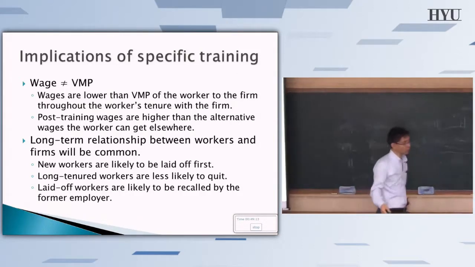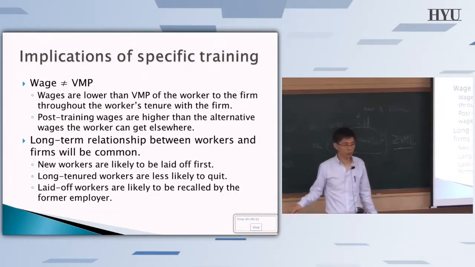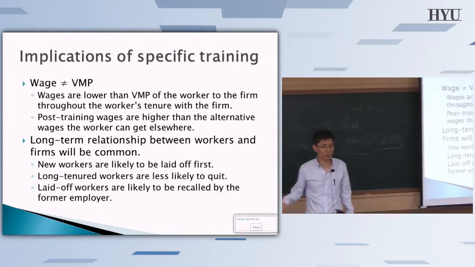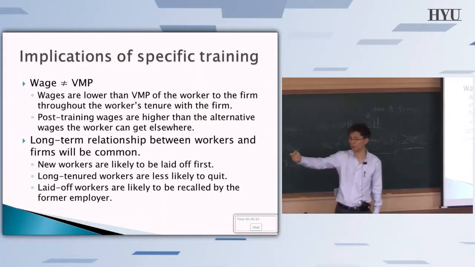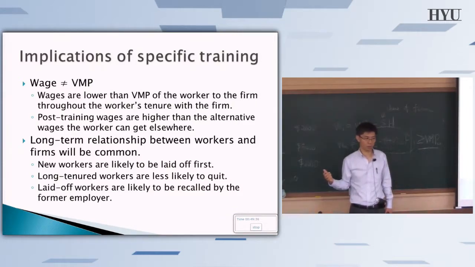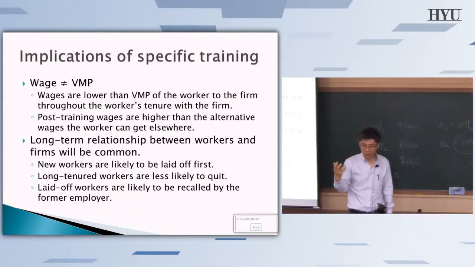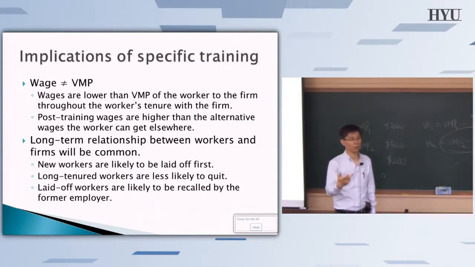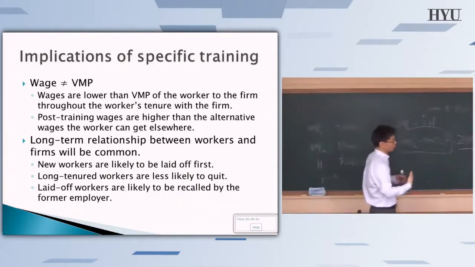If it's a general training, there is no reason to have a long-term relationship. Workers can move to any place without losing anything. But with the specific training, if the worker moves to another company, the worker will get lower pay because this worker's skill is not useful to any other employer. So with general training, there is no actual incentive for the employer or employees to keep the worker for the long term. But with the specific training, there is a clear incentive to maintain this long-term relationship.